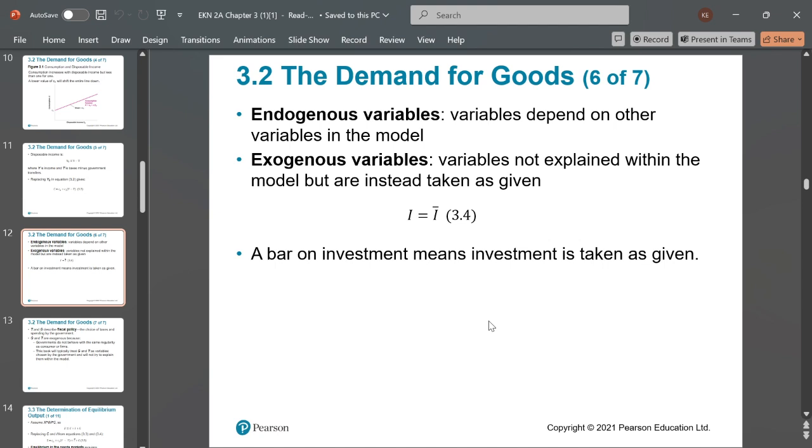Then we've got endogenous and exogenous variables. Endogenous, think of it as inside, so we basically get their figures within the model. Exogenous are already given, so they are calculated outside of the model, and we just take them as is.